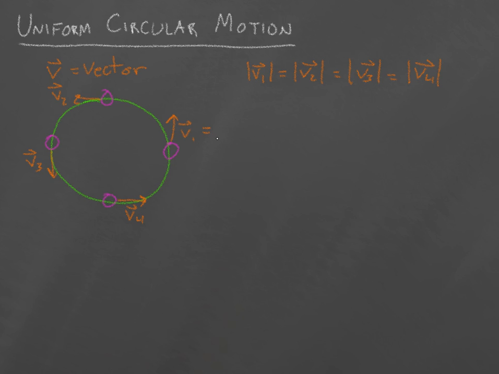So in this case, if we say the magnitude of all of these is just v, then v1 is just v y hat, v2 is minus v x hat, v3 is minus v y hat, and v4 is just v x hat. So again, magnitude is always the same, the actual direction is different, and because of that it does require an acceleration because the velocity is changing. It's just the speed that isn't.